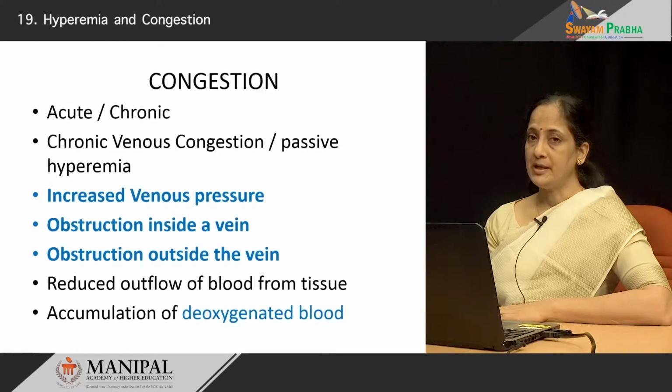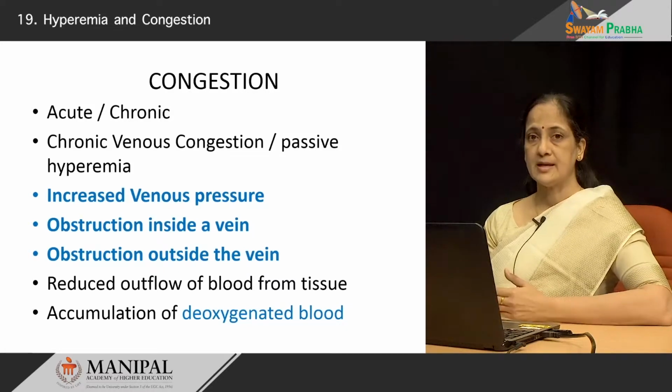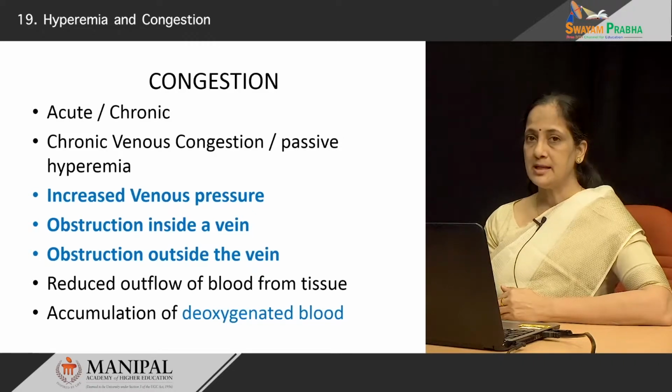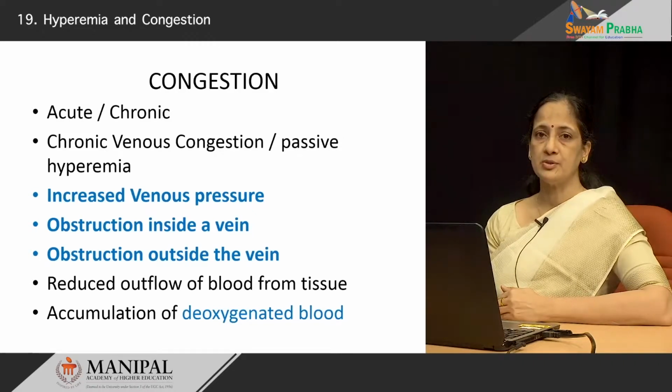Congestion can be acute if there is sudden obstruction to the venous outflow, or it can be chronic when, say for example, the cardiovascular system is responsible for the congestion. We also use other synonyms for congestion in the tissues like chronic venous congestion. Sometimes congestion is also referred to as passive hyperemia.